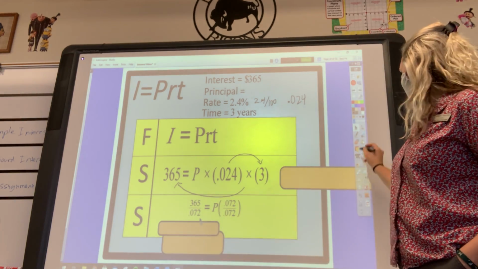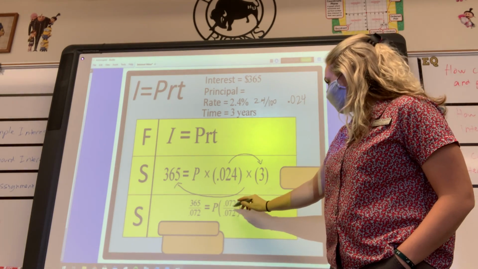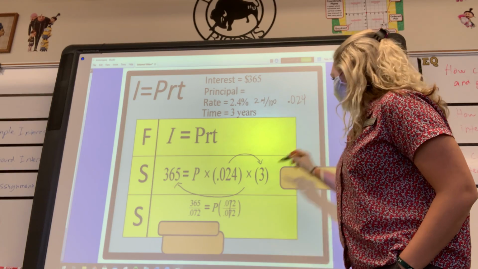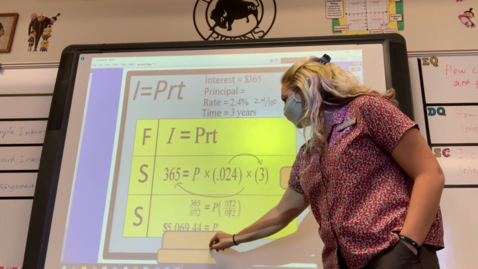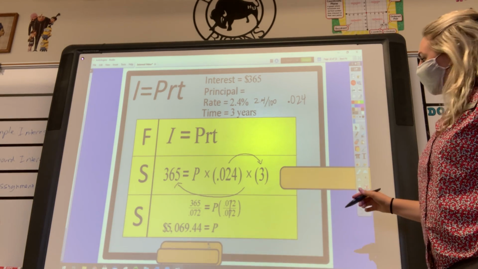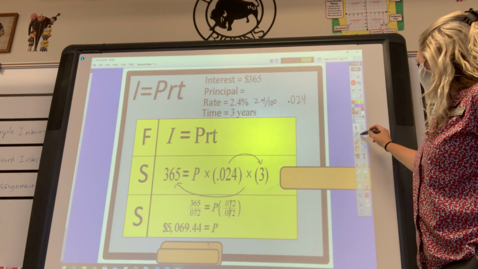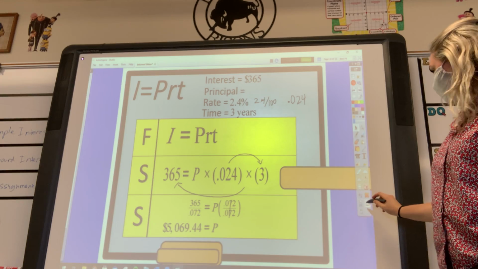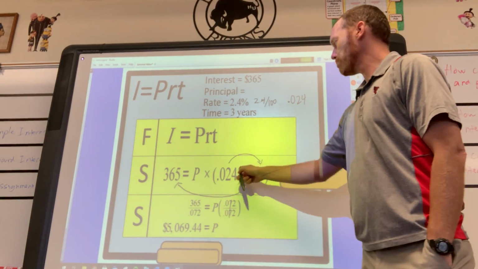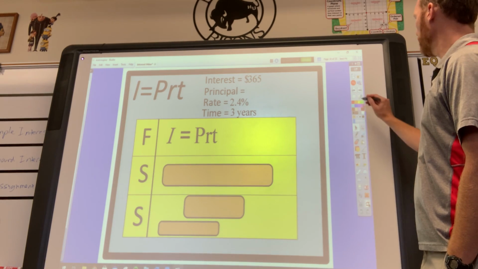And then this here on the right, 0.072 divided by 0.072 will give us 1. And we'll be left with 365 divided by 0.072 as 5,069.44 as our amount of principal in the problem. That's how you do it. Multiply what you can, throw it underneath your interest number.